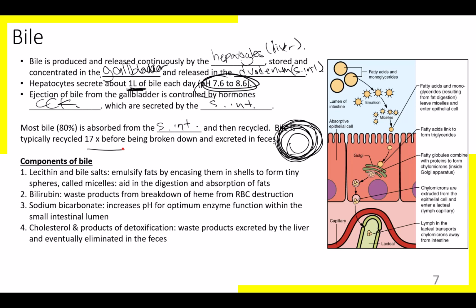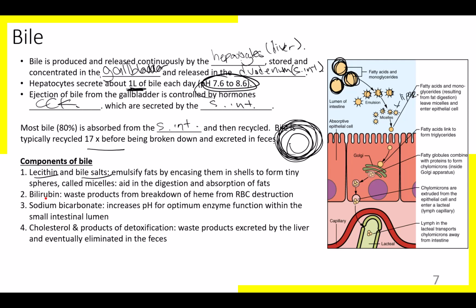In terms of the components of bile, it contains lecithin and bile salts, which help to emulsify, to break down fats into smaller particles. So you can see over here, you've got these larger fat globules that are broken down by bile in a process called emulsification into smaller fat droplets. And when it's broken down into smaller fat droplets, then the enzyme lipase can chemically break it down further, right?